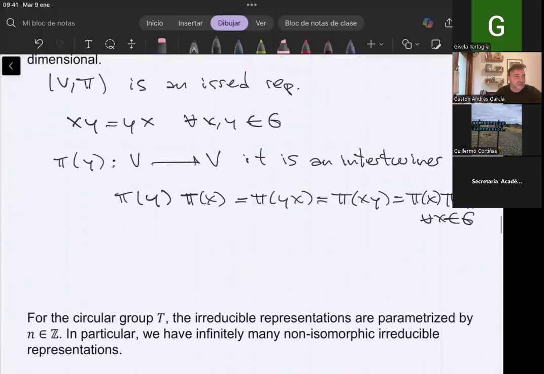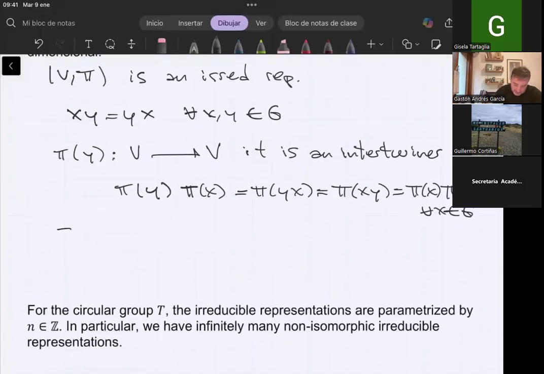So the action of any y is an intertwiner. It means that we have an intertwiner between V and V, which is irreducible. And what we saw before means that the action is just a multiple of the identity. This linear map is a multiple of the identity, and this is true for any y. So we put lambda y times the identity, and so the representation is given just by this scalar.